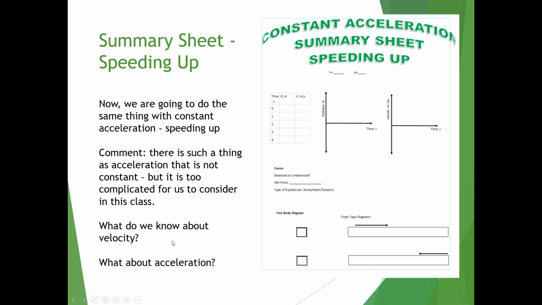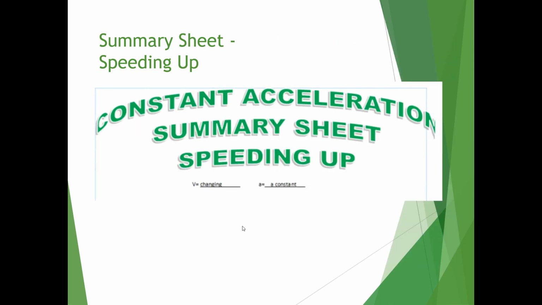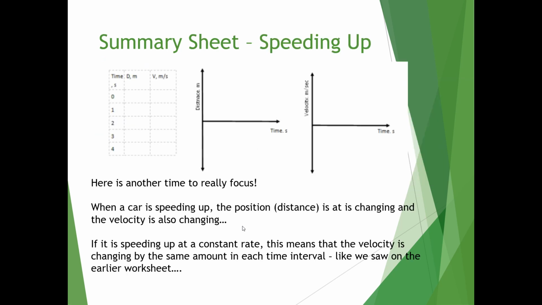So what do we know about the velocity if something is speeding up? Well, I think we can say that it's changing, right? And the acceleration should be a constant because it's constant acceleration. So we should be able to fill in here at the top that the velocity is changing, the acceleration is equal to some constant.